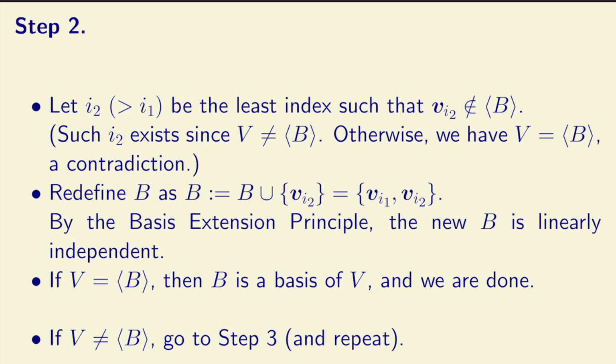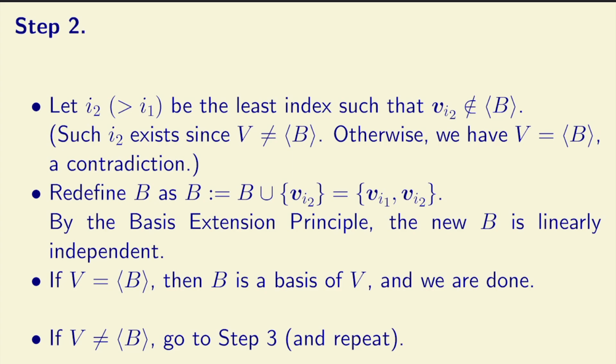Redefine B as this. So we add vi2 to B. By the basis extension principle, that's Lemma 2, the new set B is linearly independent. If V is equal to the subspace spanned by B, then B is a basis of V, and we are done. If V is not equal to the subspace spanned by B, we go to step 3 and repeat this process over and over. We are essentially adding vectors one by one, ensuring they are linearly independent from the ones we've already picked until we span the whole space.